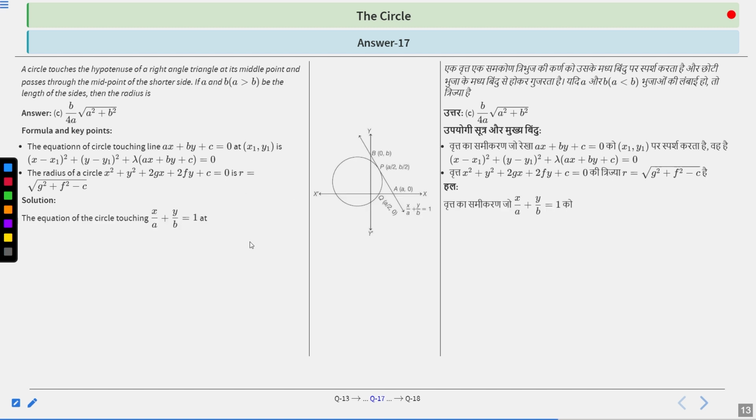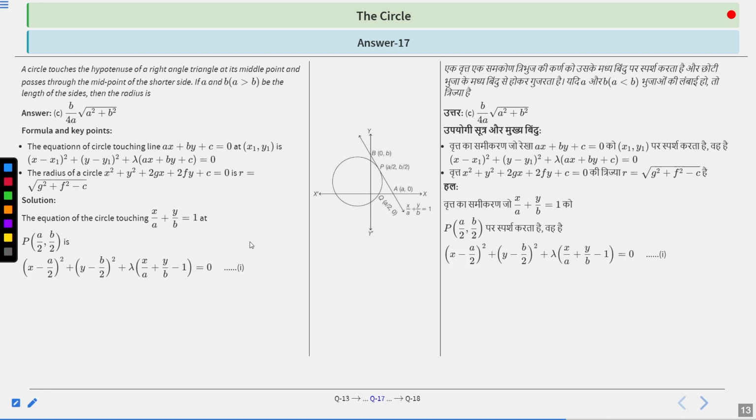We have a given circle. The equation of the circle touching x by a plus y by b equal to 1 at the point P with coordinates (a by 2, b by 2) is x minus a by 2 whole square plus y minus b by 2 whole square plus lambda times x by a plus y by b minus 1 is equal to 0.